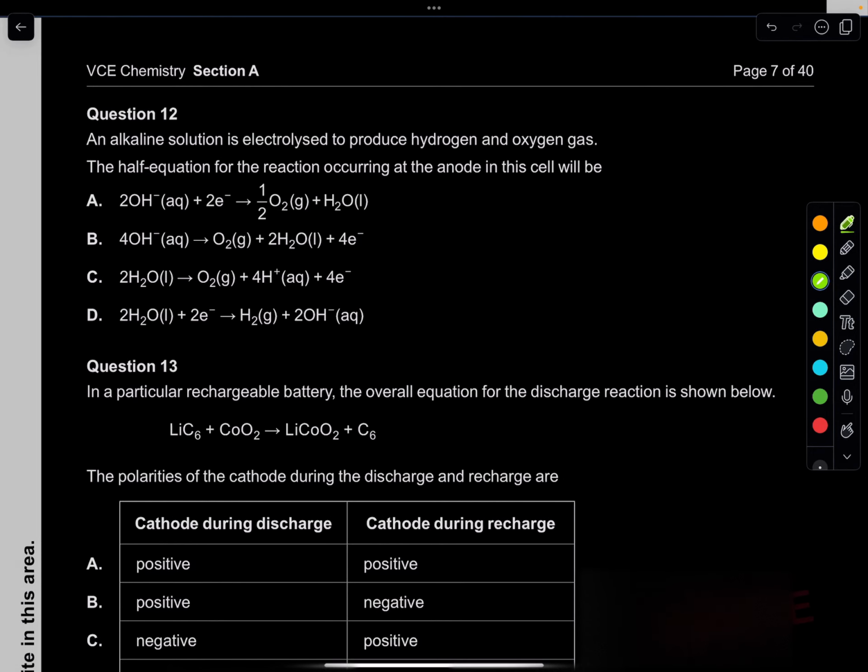Question 12. An alkaline solution is electrolyzed to produce hydrogen and oxygen gas. The half equations for the reactions occurring at the anode in this cell will be what? Remember, the anode is where oxidation occurs. Oxidation.